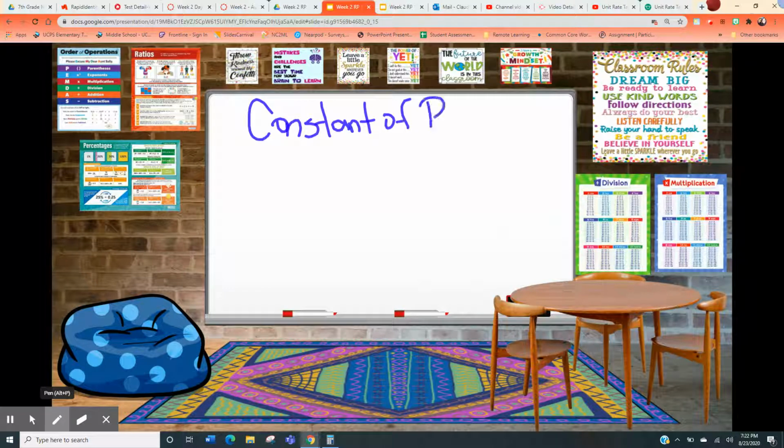Okay, so now let's talk about what was our constant of proportionality. And I'm sorry that my writing utensil is not writing very well. Our constant of proportionality for that table was 0.1. And remember, our constant of proportionality is also our unit rate.